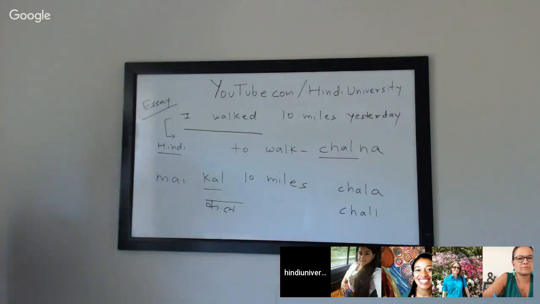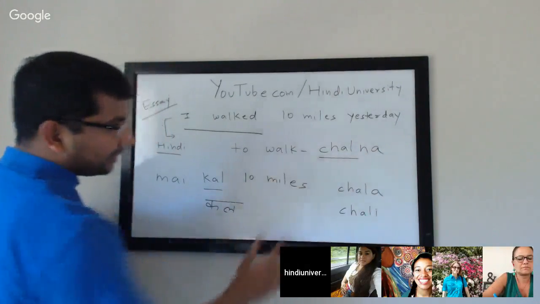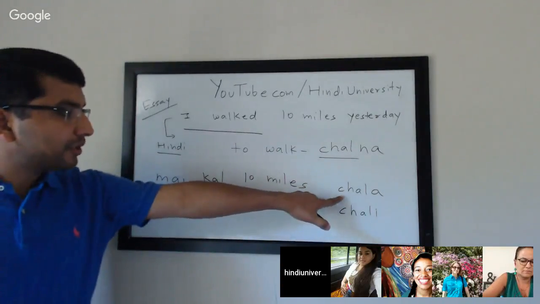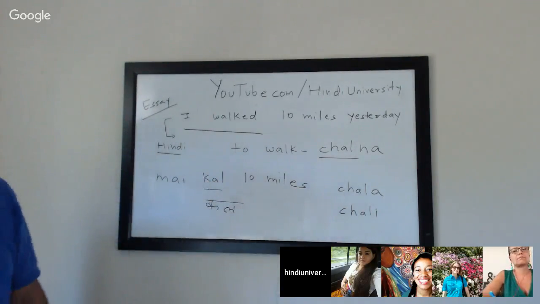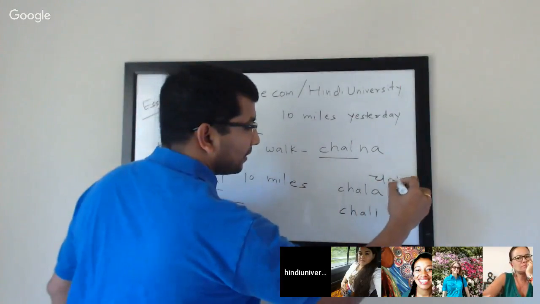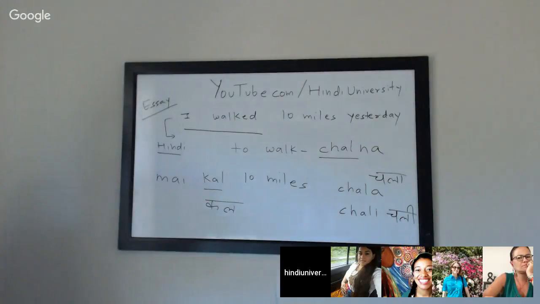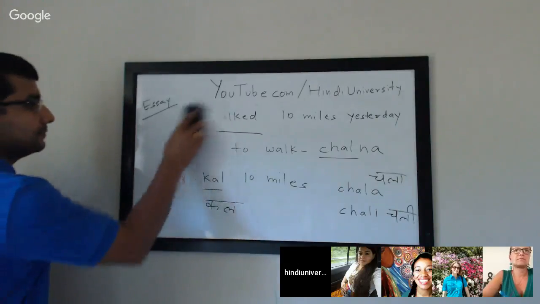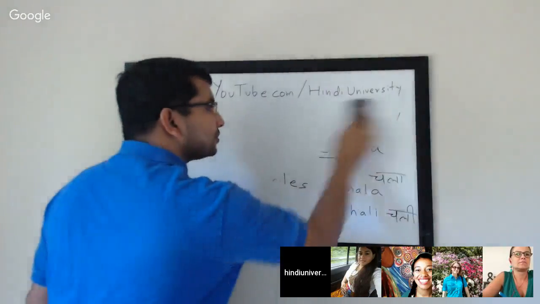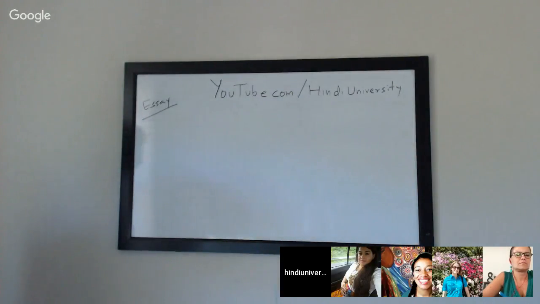Okay, again, just to repeat, it's very simple. You're just taking the base part chal, and if it is masculine singular, you're putting a at the end. If it is feminine singular, you're putting e at the end. So it's chala and chali. Okay, let's move on. Another example I have is, and if you want to get creative, you can use different kinds of pronouns or subjects here, like they, or we, or anything you can think of.